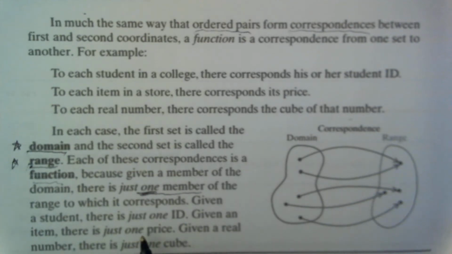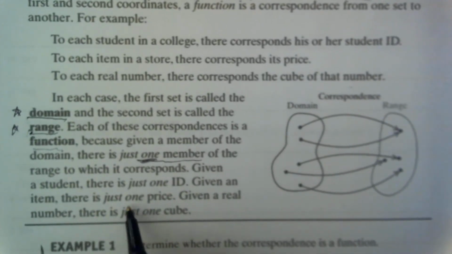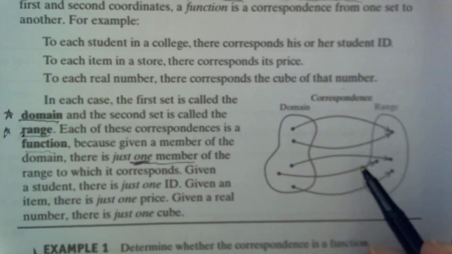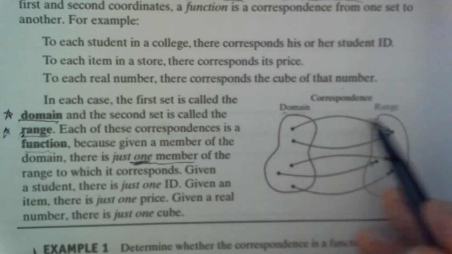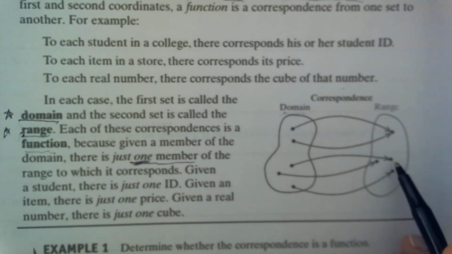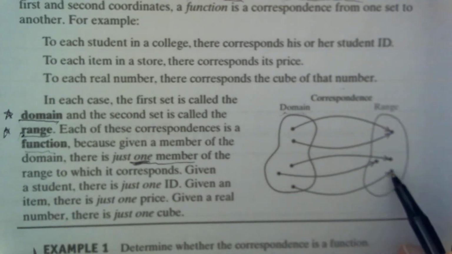Given a student, there's just one ID. Given an item, there's just one price. Given a real number, there's just one cube of that number. So here the graph shows it in general terms that between a domain and a range, there are lines that indicate the function. And so here we have for each input value in the domain, there's one output value in the range.